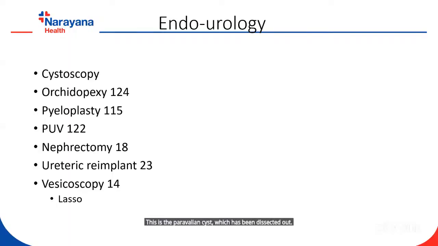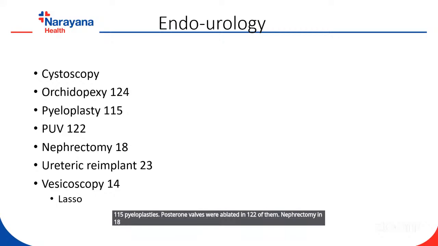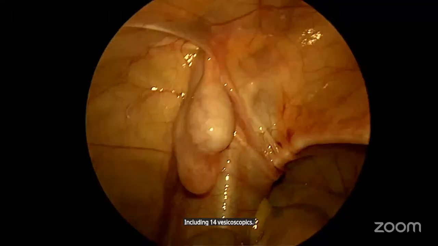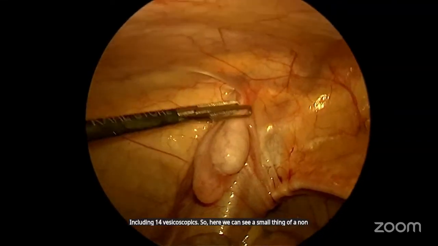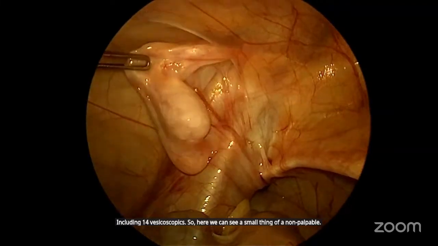In the endourological procedures, we have done 124 orchidopexies, 115 pyeloplasties. Posterior urethral valve were ablated in 122 of them, nephrectomy in 18, ring plantation in 23, including 14 vesicoscopics. So here we can see a non-palpable undescended testis.